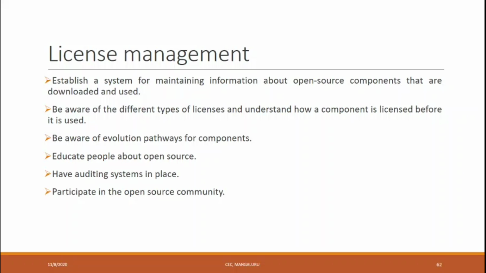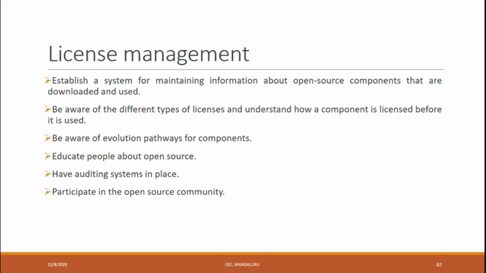Be aware of the behavior of different types of license, and understand how a component is licensed before it is being used. So you are making use of a component, and whenever you develop a product or application, you have to specify whether you are making use of open source components or not. When you are making use of it, it has to be licensed, whether General Public, Berkeley, or Lesser General Public License. That has to be stated in the license in the component itself. Be aware of the evolution pathways for a component.